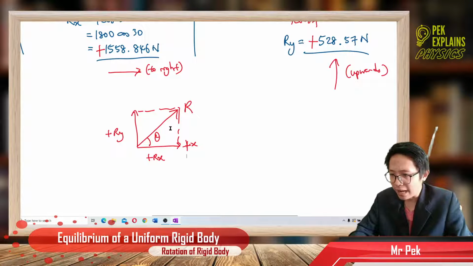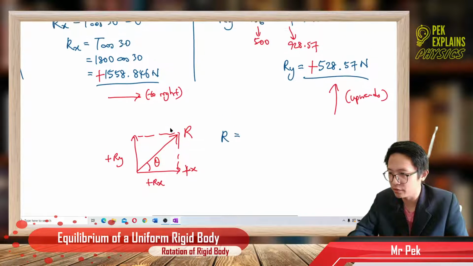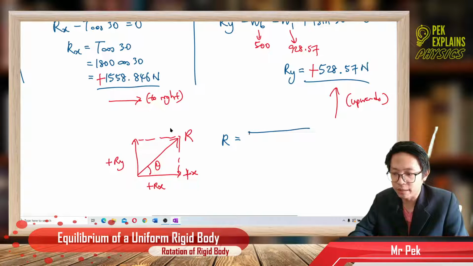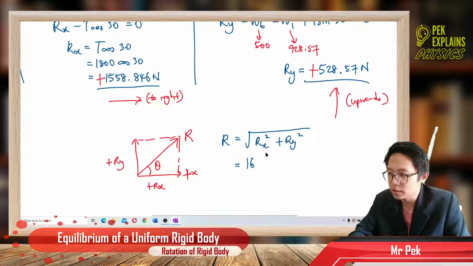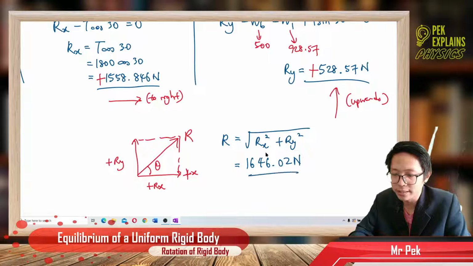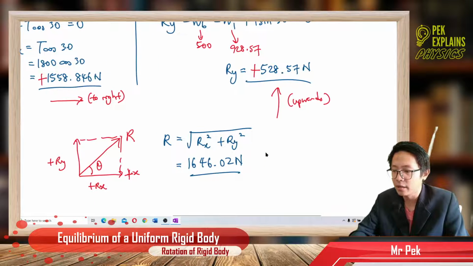So now I want to get my R. I want to solve this question right away. So just use the Pythagoras theorem, Rx square plus Ry square. Then just substitute our values, and what do we get? We get 1646.02 Newton. That's our magnitude of R.